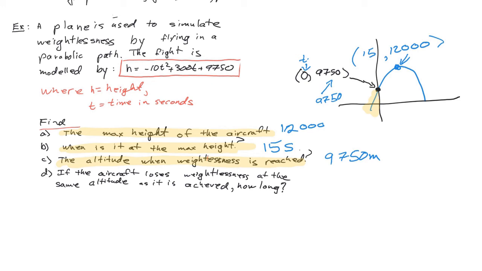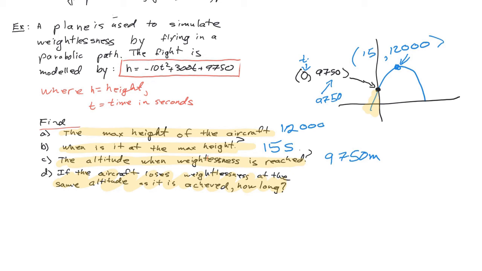So the next question that we have to deal with is this part here. If the aircraft loses weightlessness at the same altitude as it's achieved, how long does that happen? So what we're going to have to do is go back to our graph and see where the altitude is exactly the same, and then use that to find that extra point and figure out the distance or time it takes for the weightlessness to occur. So just a quick recap.